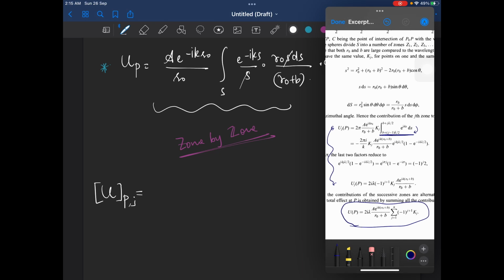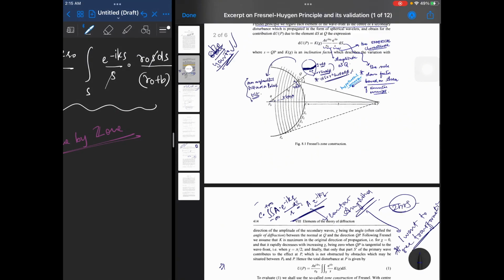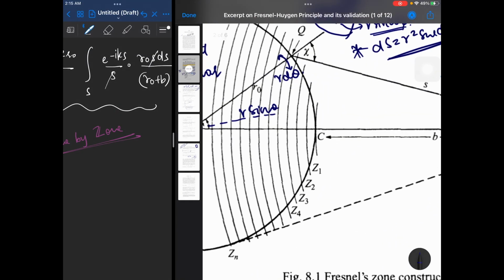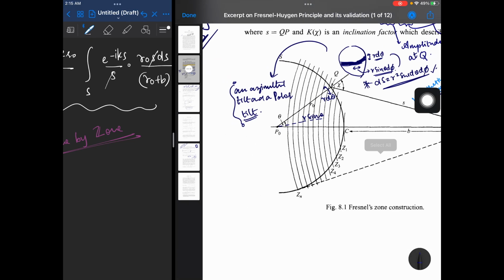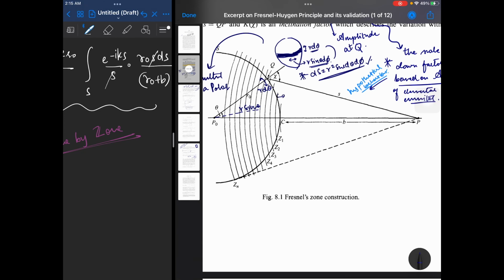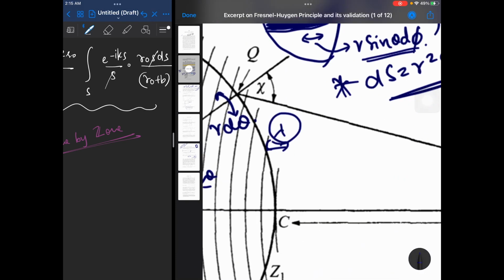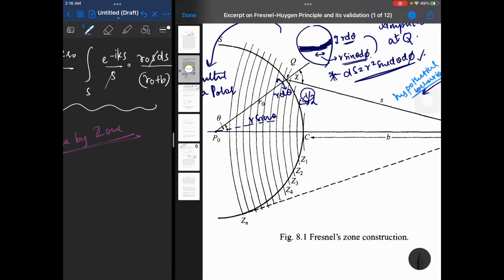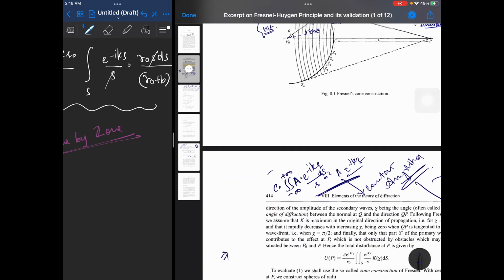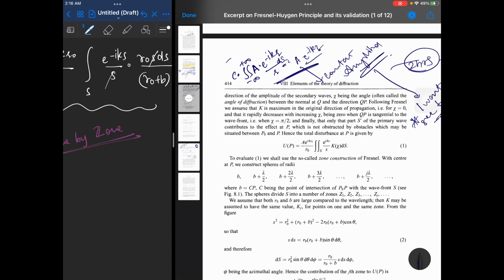So we constructed some zones over there. Each thing is lambda by 2. Lambda by 2 is small enough with respect to R0 and B.